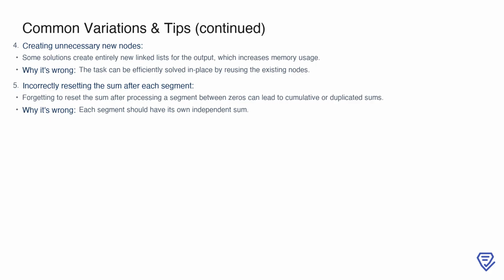Additionally, you should ensure that the sum is properly reset after processing each segment. If the sum is not reset, it could accumulate across segments or cause duplication of results. For example, if you process one segment and then start summing the next without resetting, the sums will become inaccurate. Each segment must be treated independently, with its sum initialized to 0 before processing begins.